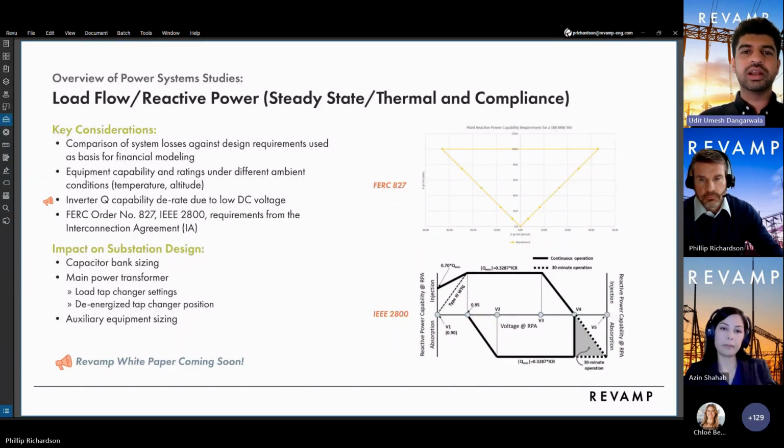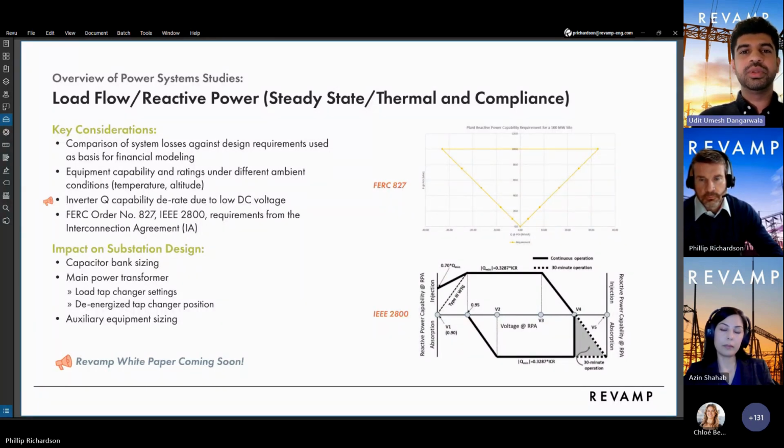Other considerations for reactive power analysis include the reactive power requirements for non-synchronous and inverter-based resources, which are identified in FERC Order Number 827 and IEEE Standard 2800. Also, any project-specific reactive power requirements should also be considered, which can be found in the interconnection agreement for the project.